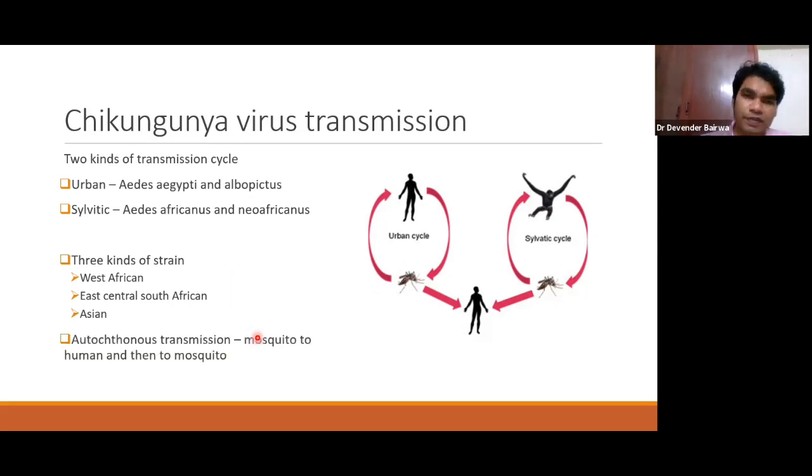And the notable thing about this infection is that it has autochthonous transmission. Autochthonous transmission means a mosquito bites a human, causing infection, then the human is bitten again by a mosquito, which bites another human and transmits the infection. So this is the reason why there are so many cases.